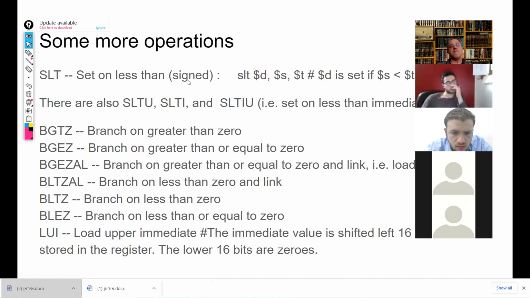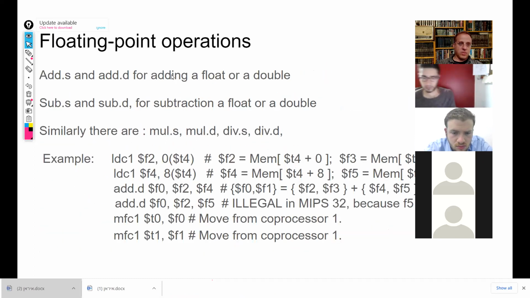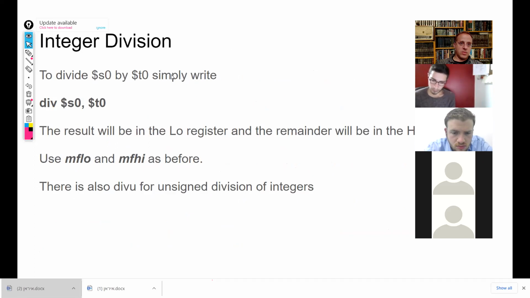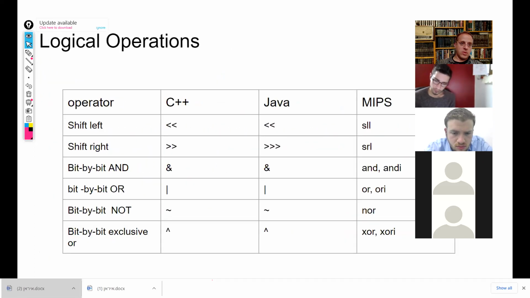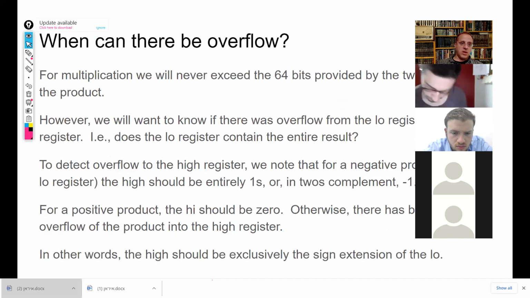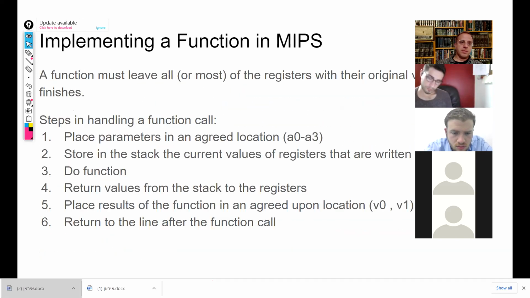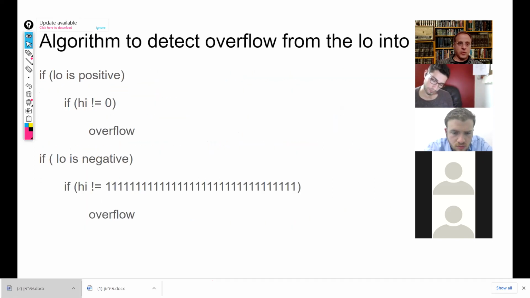In other words, if I want to do if A is less than 7, I'll have to do first a set on less than, and then do a branch equal if it's equal to 1, or if I got a true result from the previous. Do I have an example of that? No, I don't have an example of that, but this is future stuff we'll look at.